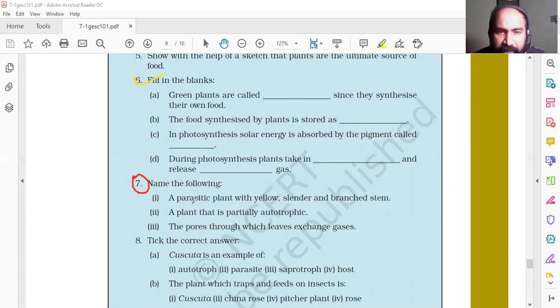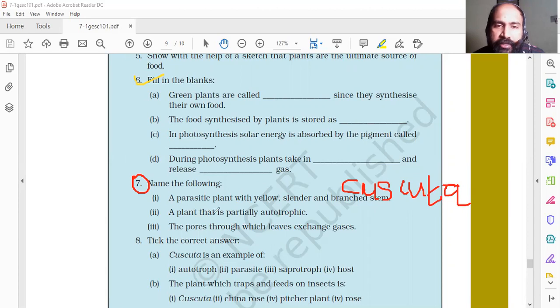Name the following: a parasitic plant with yellow, slender, branched stem. Oh my god! One second, my earphone went. A parasitic plant with yellow, slender branched stem. The answer is Cuscuta, which I have already discussed in the videos, right?